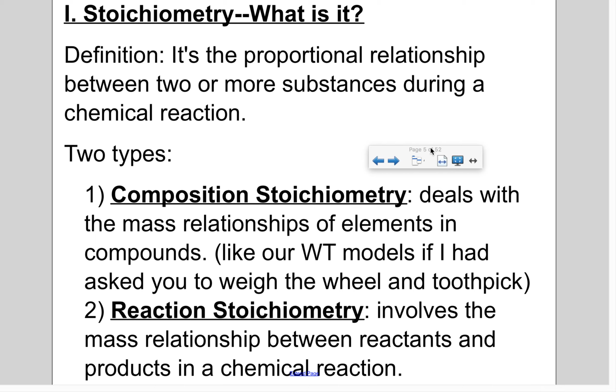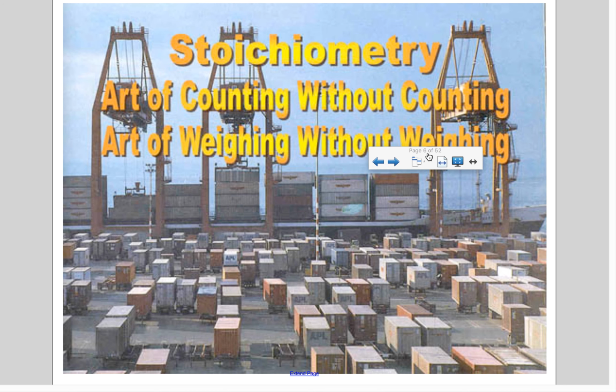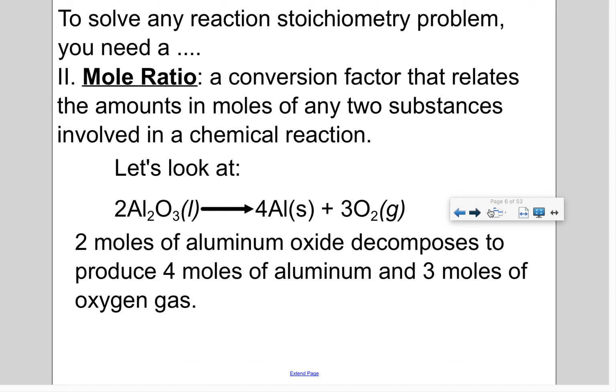Now, your book does mention that there are two types: composition stoichiometry, which deals with mass relationships. So back to our wheel toothpick models, if I asked you to weigh the wheel and the toothpick, you could figure out how much mass you can make from a chemical reaction. And then reaction stoichiometry deals with reactions between reactants and products, like what comes out of it. This is elements within a compound. I guess I should have specified that. And this is reactants to products, or vice versa. So yes, stoichiometry, the art of counting without counting, the art of weighing without actually weighing anything.